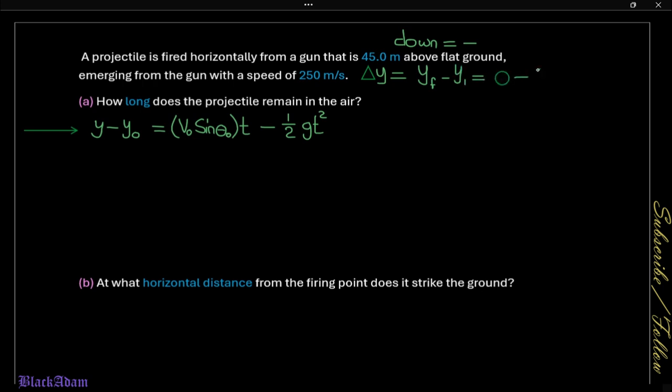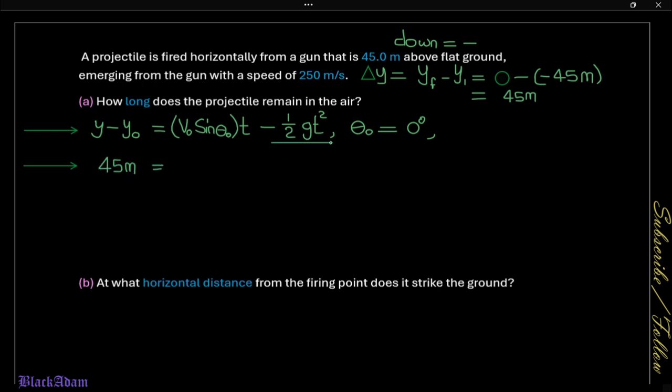We have the final height as it went down is 0, and the initial is 45, so going down was negative 45 meters, and negative times negative makes positive, so we have 45 meters positive. For the horizontal, the initial angle theta will be 0 degrees because it's horizontal, so there's no angle there. Sine 0 is 0, and 0 times t gives us 0, so that part does not exist.